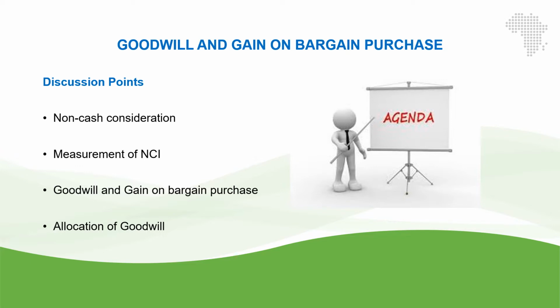Today I'll be chatting to you about the Goodwill and Gain on bargain purchase. We'll kick off our discussion with non-cash consideration, move to the measurement of NCI, move to Goodwill and Gain on bargain purchase, then we'll close it off with the allocation of Goodwill. This does not necessarily mean these are more important topics than others. You're still expected to go through all your material to cover all the topics.